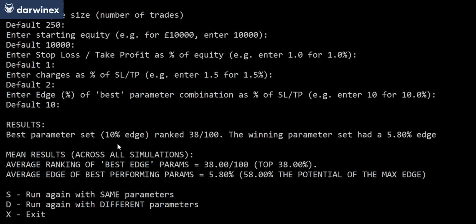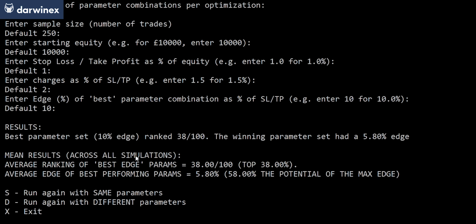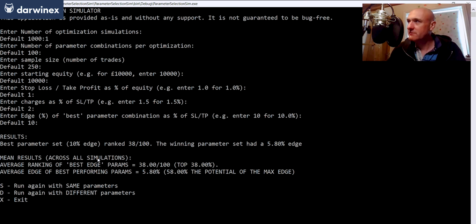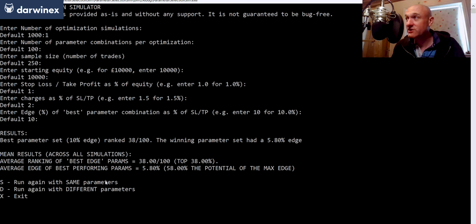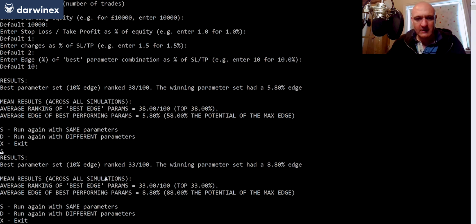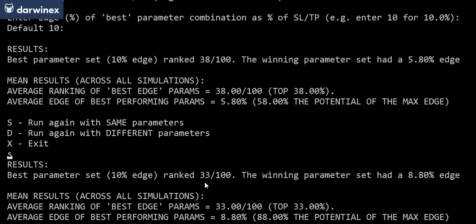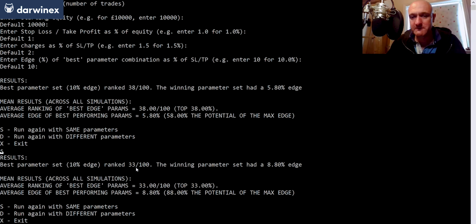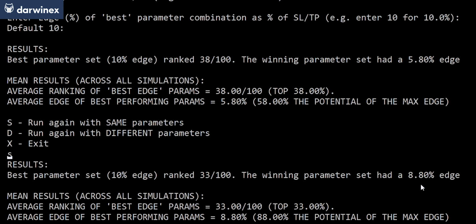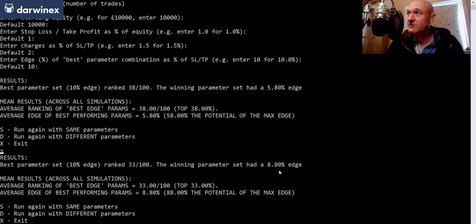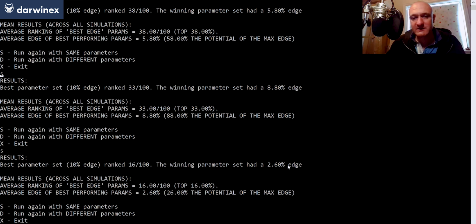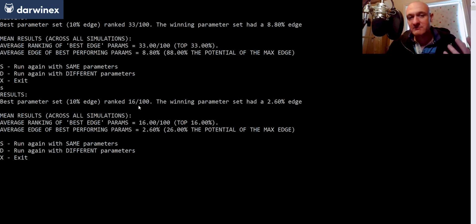Okay. Ignore these mean results here because we're only running one simulation at the moment. We'll look at those in a moment when we start to run many more simulations simultaneously. But for now, let's just run this single simulation again using the same parameters. And because it's random in nature, it will give us different results. So this time, the best parameter ranked 33 out of 100. And we were a bit better on the winning parameter set, which in this case had an 8.8% edge.